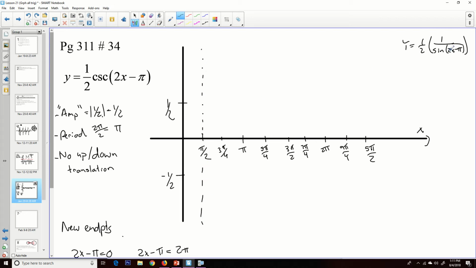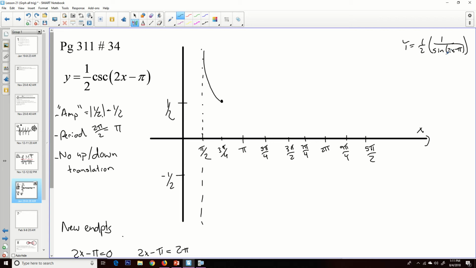3 pi over 4 times 2 will be 3 pi over 2 minus pi is just pi over 2. The sine of pi over 2 is 1. So I get 1 divided by 1 is 1 times a half is a half. So I have a half here. Remembering that sine is always positive in the first quadrant, we know that we get there.